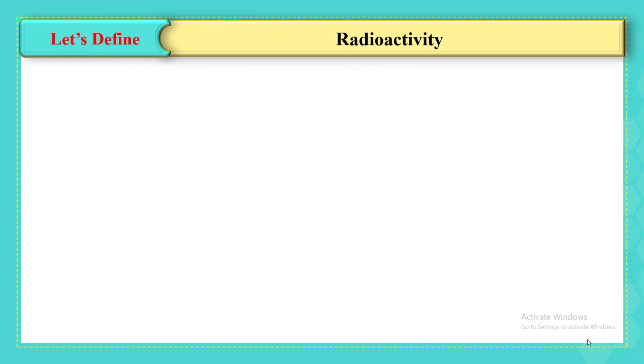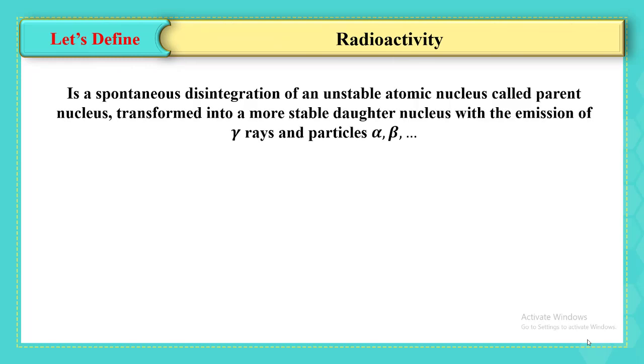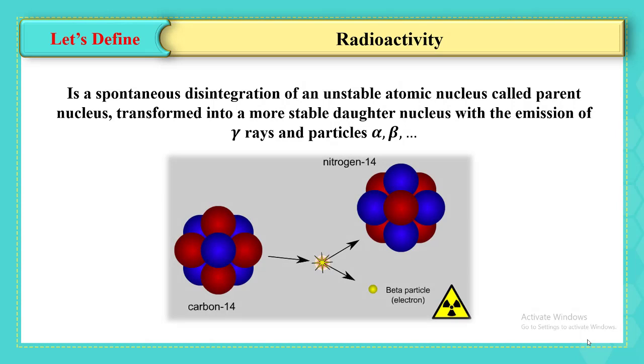Radioactivity is the spontaneous disintegration of an unstable atomic nucleus, called the parent nucleus, into a more stable daughter nucleus with the emission of particles and radiation. An example is provided here. Carbon-14 decays into nitrogen-14 plus the emission of an electron without any external intervention. The carbon is the parent nucleus and it is unstable, and it decays without any external intervention into nitrogen-14, which is called the daughter nucleus. An electron is ejected during the decay. For this reason, this reaction is called a radioactive nuclear reaction.